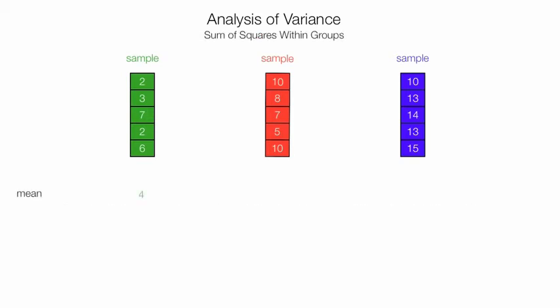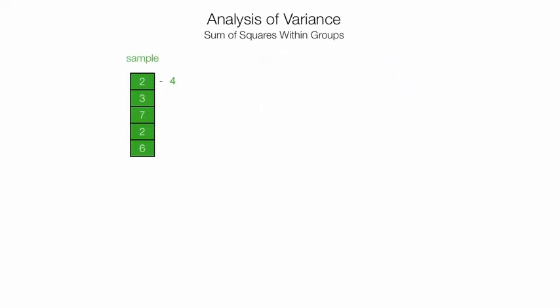To do this, I calculate the mean of each of the samples, the green, red, and blue means. Then I take each individual observation, so I take 2 minus 4, again that 4 is the mean. I take 3 minus 4, 3 minus 4, 7 minus 4, and then I'll just put the rest of them in. This is equal to -2, 3 minus 4 is equal to -1, 7 minus 4 is equal to 3, 2 minus 4 is equal to -2, and 6 minus 4 is equal to 2.